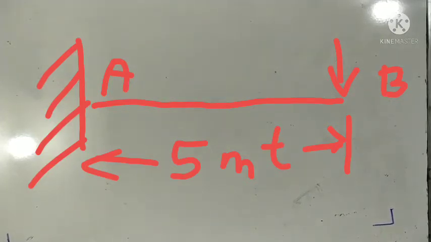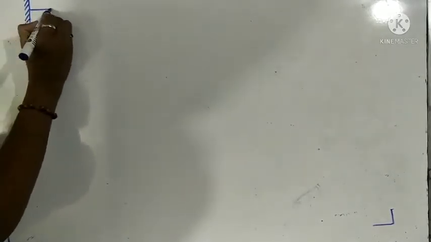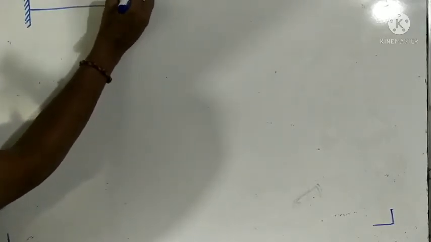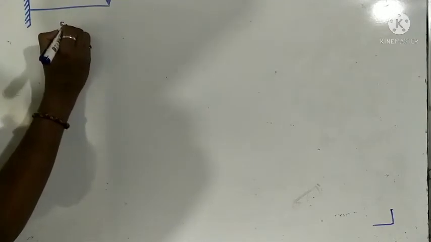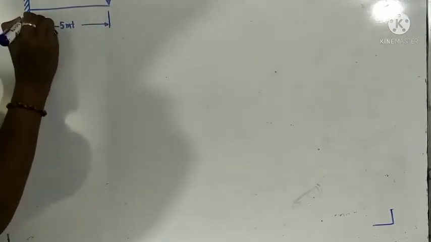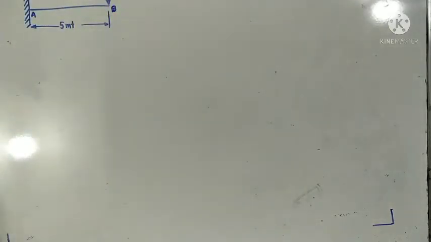Copy the problem. It is a cantilever beam. One side is fixed and another side is set to free. The fixed side is named as A and the other side is named as B, and the distance between the 2 points is 5 meter, and the load acting is at B, 10 kilonewton downwards.